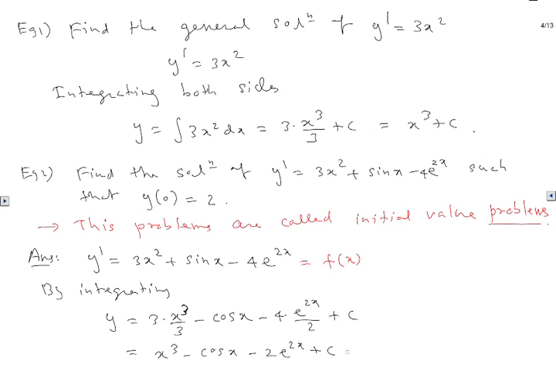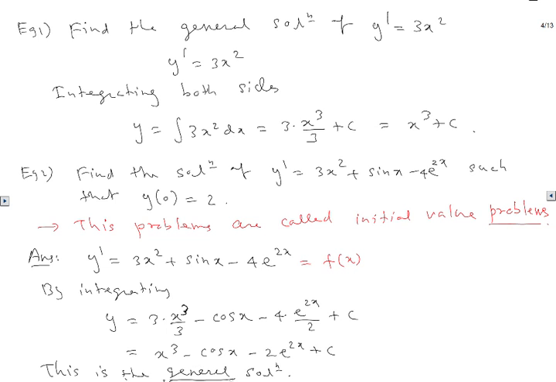Good. So this is the general solution. You can see there's a constant there. Now what we can do is use the initial condition to find c.